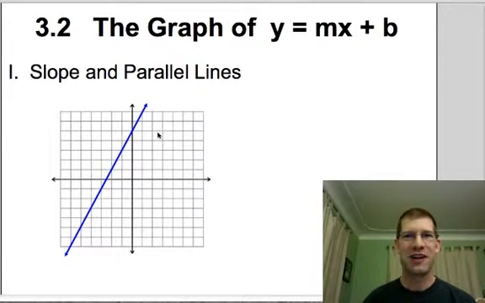Hi, the new section today is Chapter 3, Section 2. It's the graph of y equals mx plus b, something you've been graphing for years, but there's a nice way to do it. We'll come up with that in Roman numeral 2. But first, slope and parallel lines is Roman numeral 1. And if you wanted to, you could draw a graph and quickly put a line on it. I'm not sure that's entirely necessary.